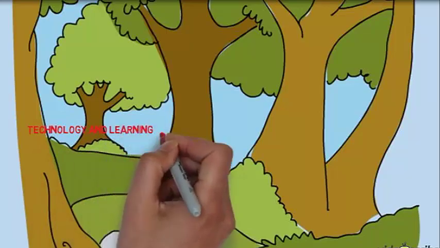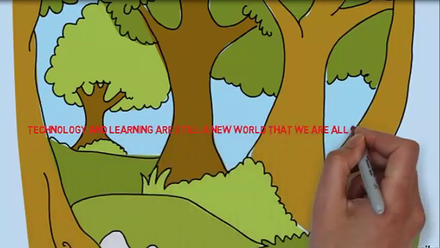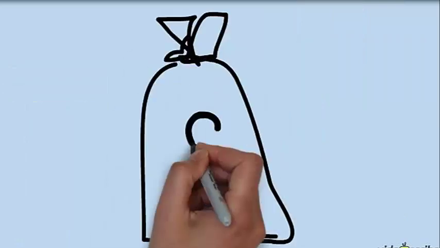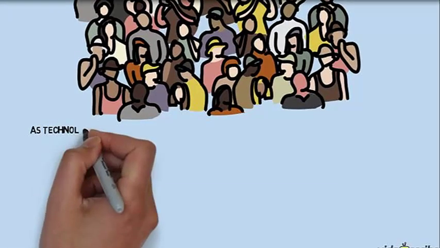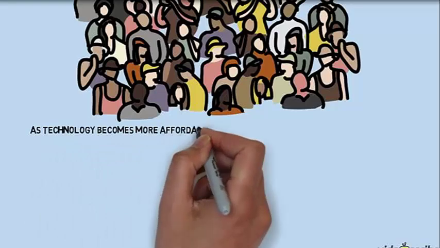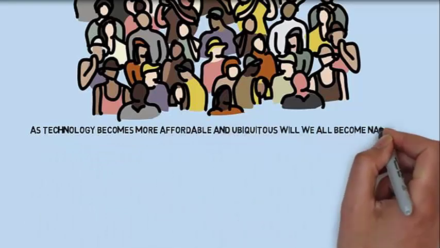And technology and learning really are a massive world of discovery that we're just finding out we're all going into together. And those who succeed can make money out of this, and they can make personal gain and achievement. But as a group of people, as society, as technology becomes more affordable and ubiquitous, will we all actually become natives as it becomes natural to us all?